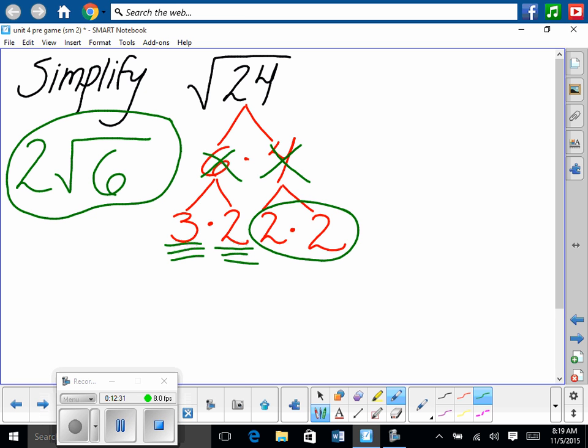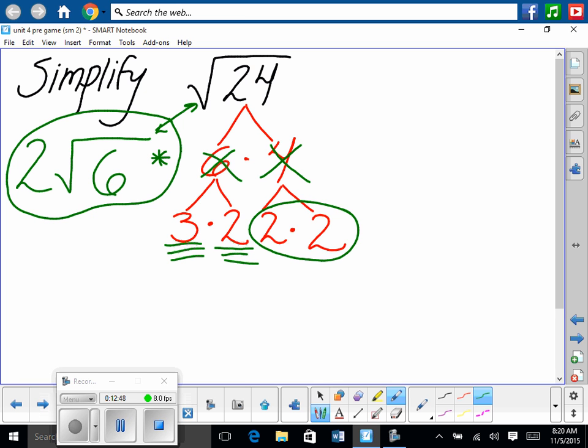Once again, you can check it. Take the square root of 24 on your calculator, hit enter. That is 4.89. Take 2 times the square root of 6, you hit enter, you get 4.89. These truly are the same answer. This is the more simplified form.